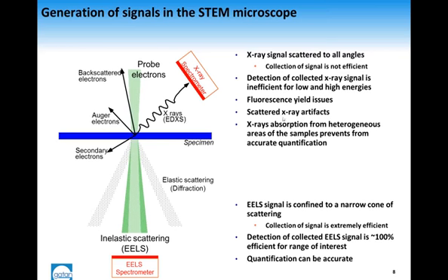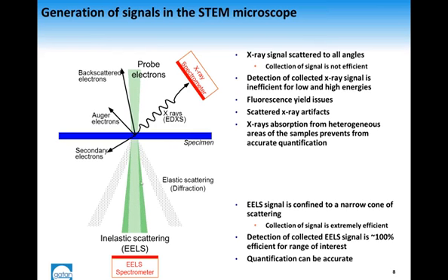We have the generation of scattered X-ray artifacts. And also we have problems with X-ray absorption. So basically, X-rays can be absorbed by the sample itself. And this actually can prevent the quantification.